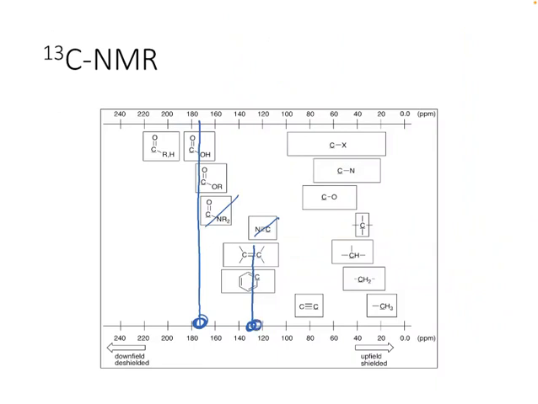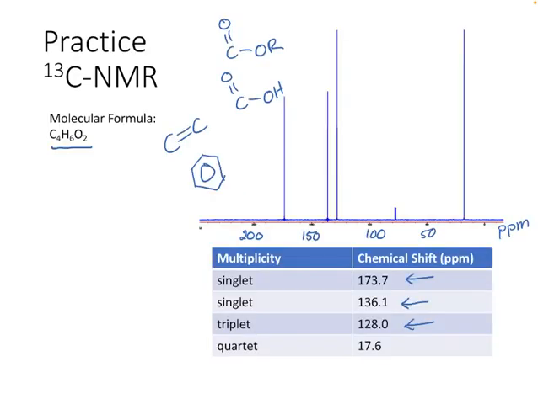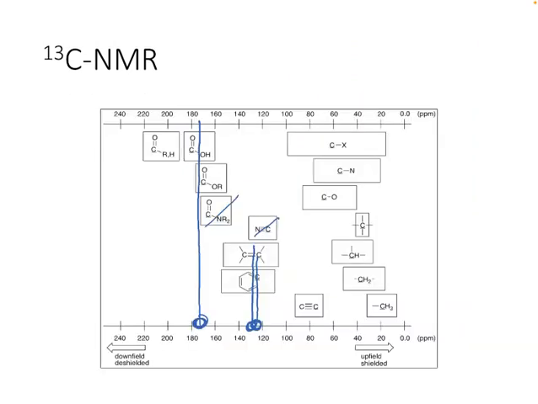All right, and then we have a peak at 128. So that's kind of in a similar region. So that could also be a benzene or a double bond. And then we have a carbon peak at 17.6. So that's right here. So that tells me we just have some primary carbons or maybe some methyl groups.